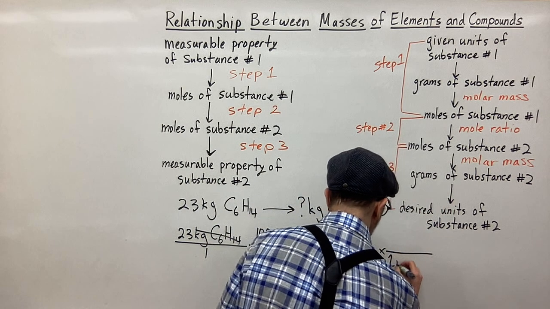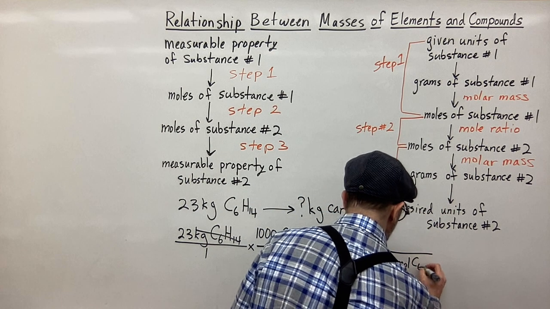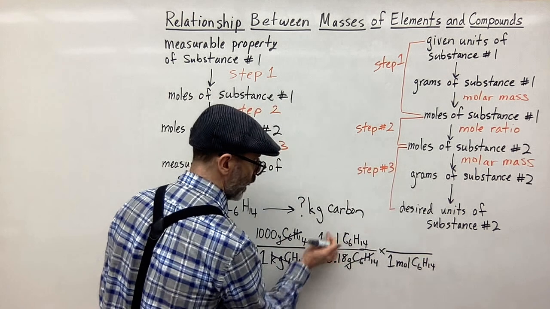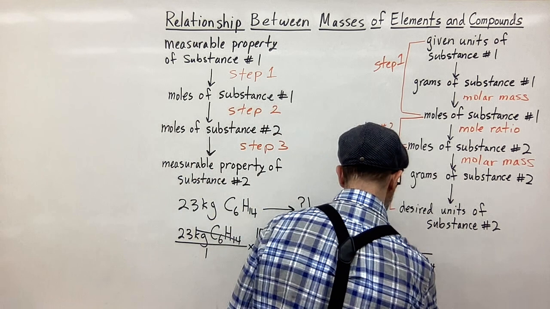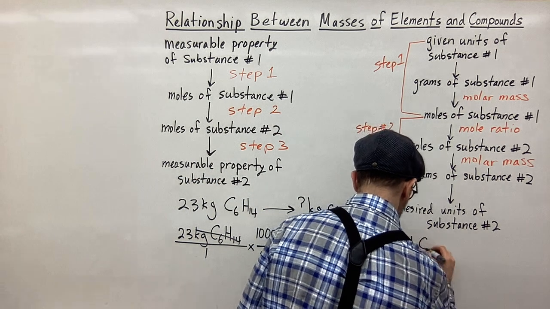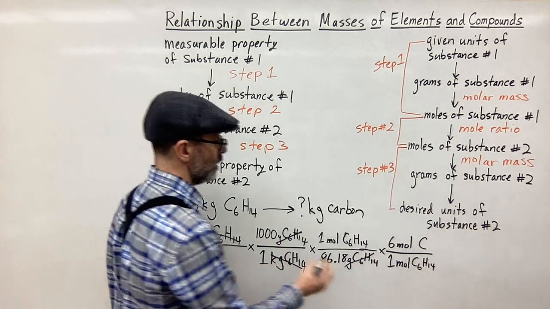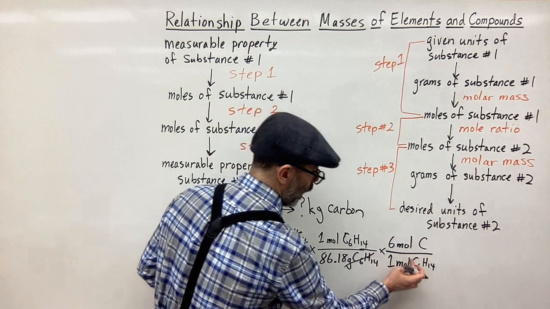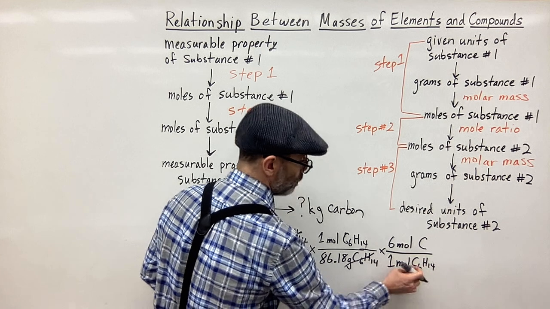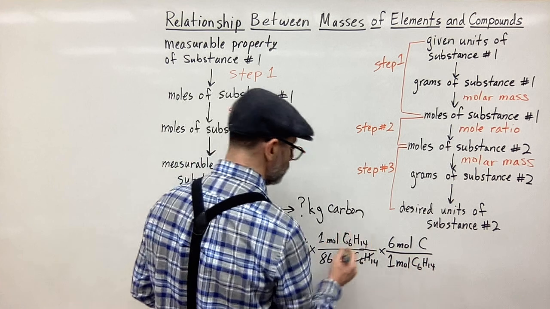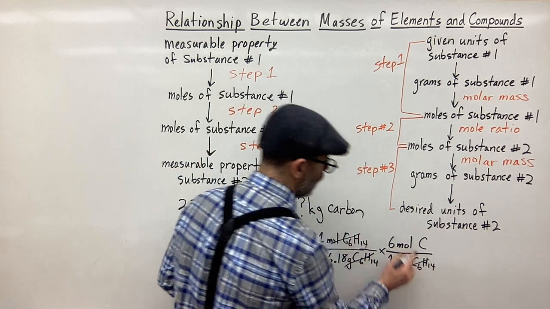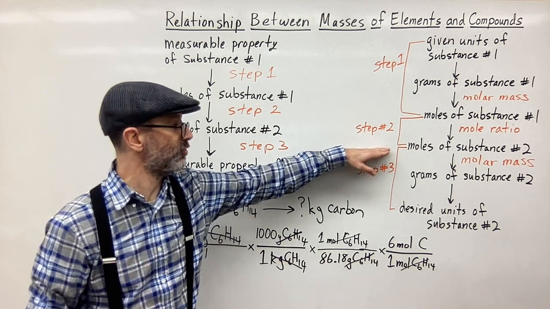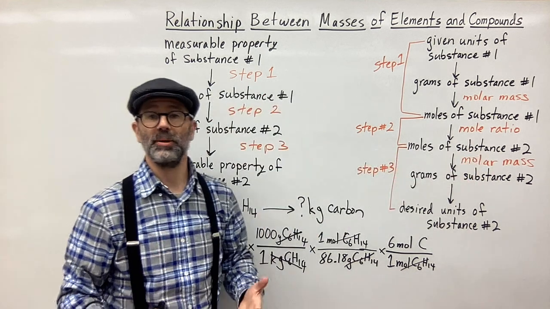So 1 mole of the hexane is on bottom because I want to cancel out with top. And then 6 moles of carbon on the top. So there's my mole ratio. And again, it comes directly from the formula. For every one of these, I have 6 carbons. So it's 1 to 6 ratio. So moles of hexane cancel out. Now I have moles of carbon. I'm done with step 2. I've got my moles of substance 2. In this case, substance 2 is carbon.